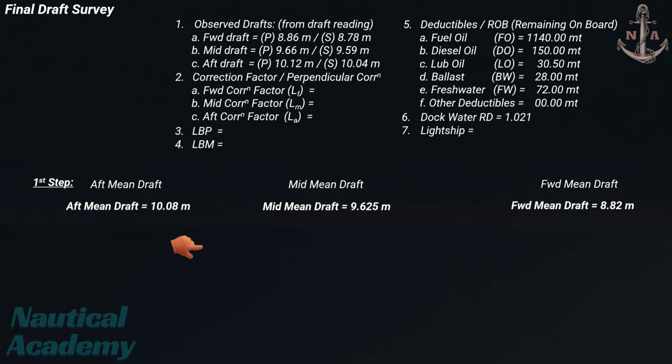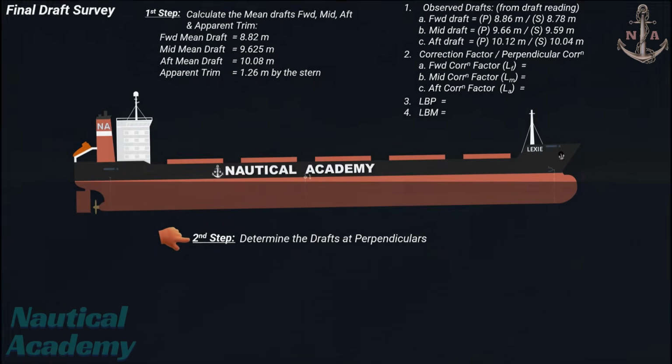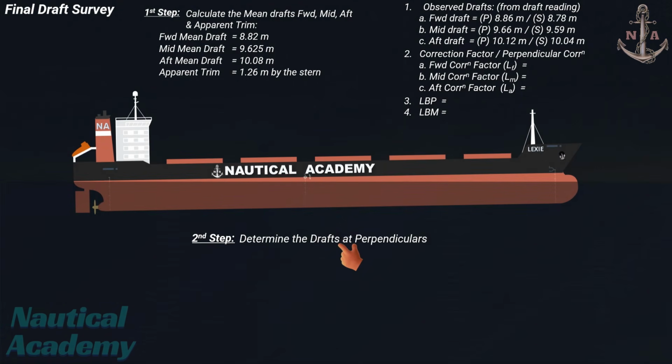This procedure is not necessary if both the port and starboard drafts are the same. Next, we determine the apparent trim by finding the difference between the forward and aft mean drafts. In this case, the apparent trim is 1.26 meters by the stern, since the aft draft is greater than the forward draft. Simply subtract the lesser from the greater. Our next step is to determine the drafts at the perpendiculars.